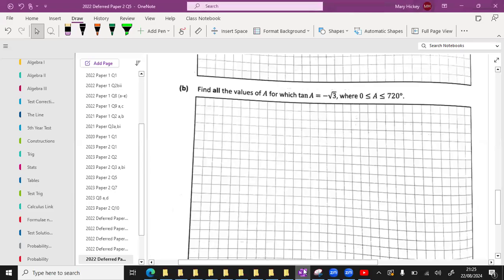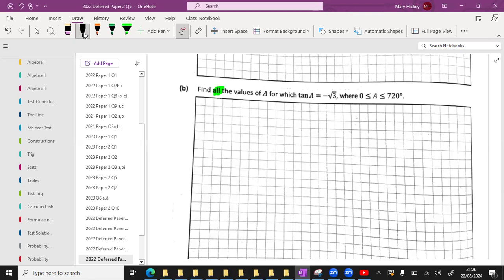So this is 2022, paper 2 deferred and question 5B. So it says find all the values. So anytime you hear find all the values, and it's even in bold, they're hinting at the fact that it's not just kind of first quadrant stuff. So even before I read on, in my head, I'm thinking there's going to be a few answers here.